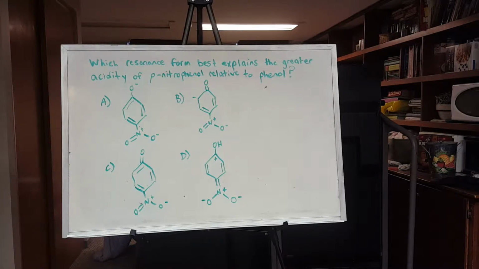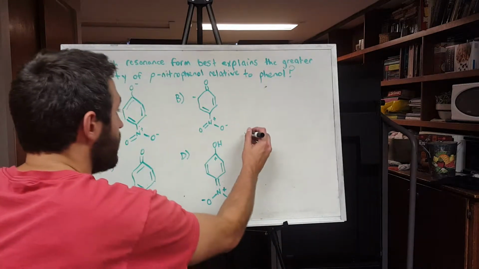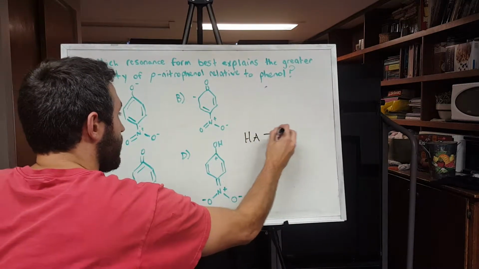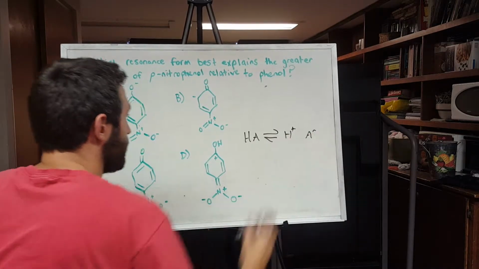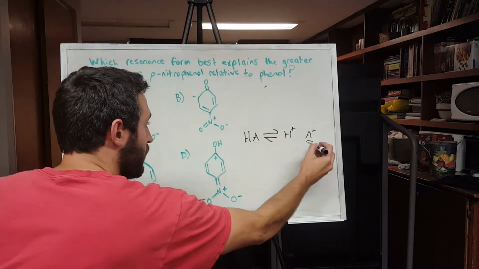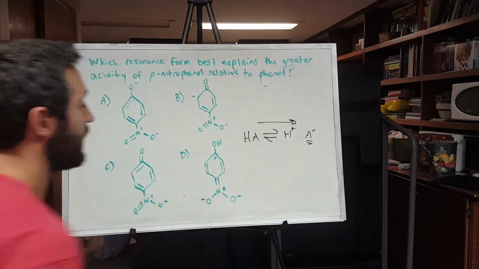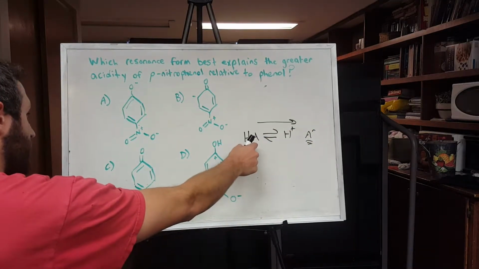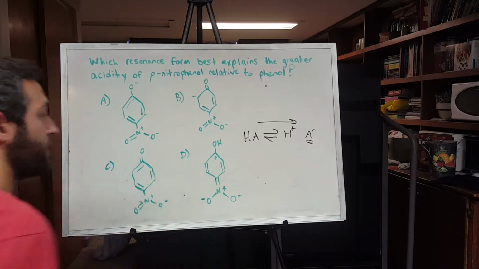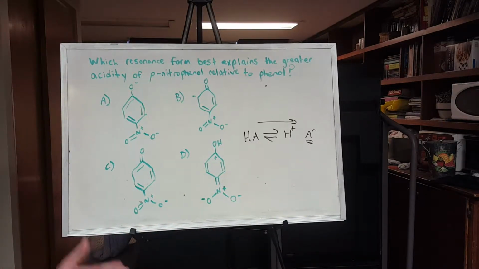Greater or lesser acidity, right? We want to look at the stability of the conjugate base. For acidity, an acid will donate a proton and leave the conjugate base form. The more stable the conjugate base is, the further to that side the equilibrium lies, which means the more likely the acid is to donate an H+ and become A minus. So the stronger acid is.